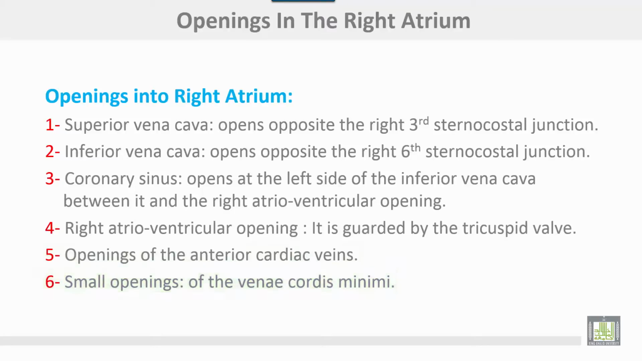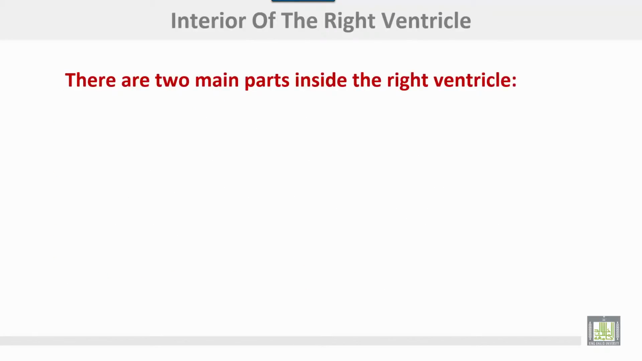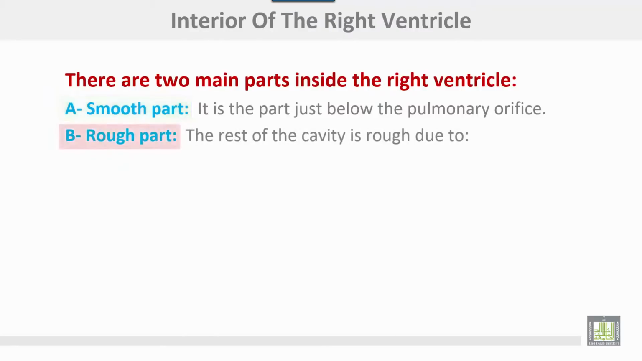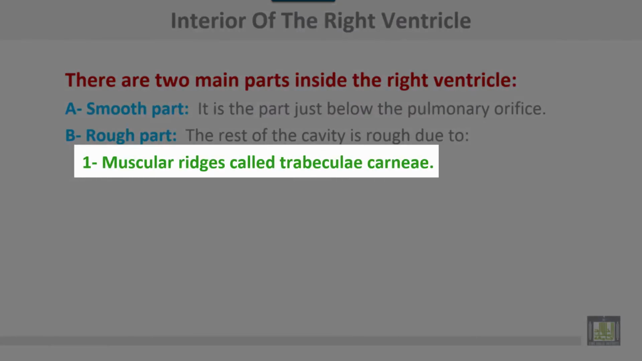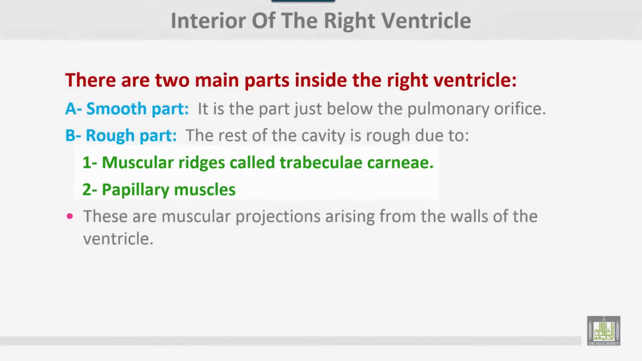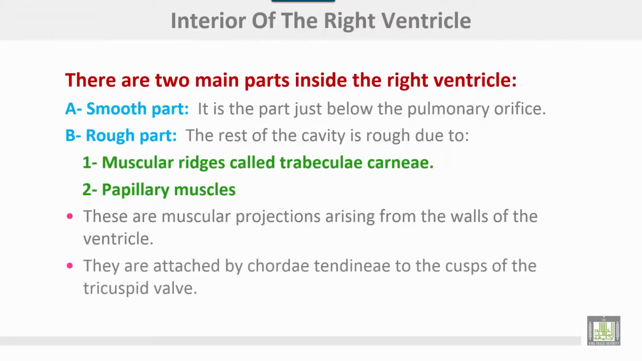There are two main parts inside the right ventricle. The smooth part is just below the pulmonary orifice, and the rough part is the rest of the cavity. The roughness is due to muscular ridges called trabeculae carneae and papillary muscles. These are muscular projections arising from the walls of the ventricle. They are attached by chordae tendineae to the cusps of the tricuspid valve.